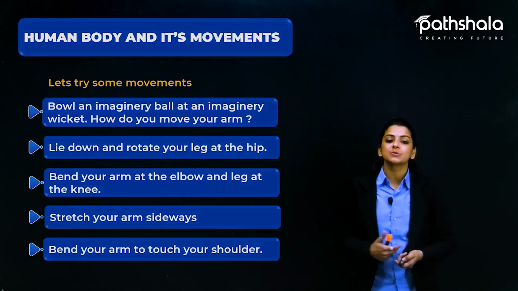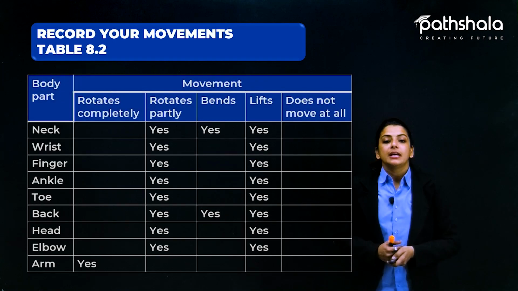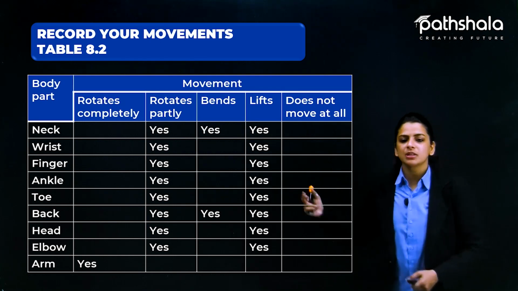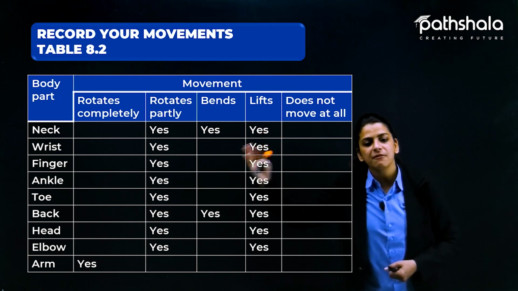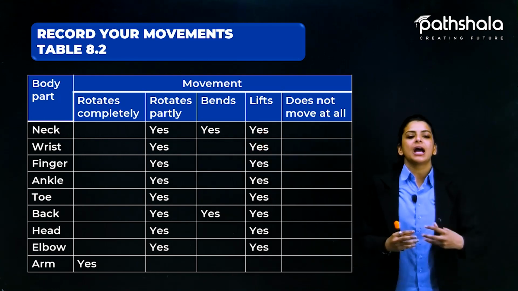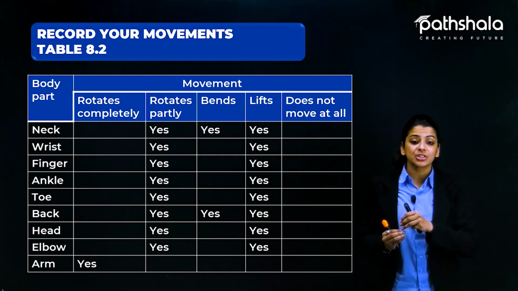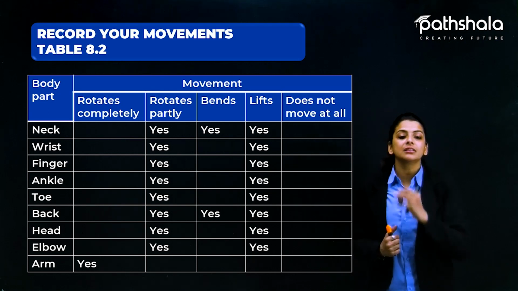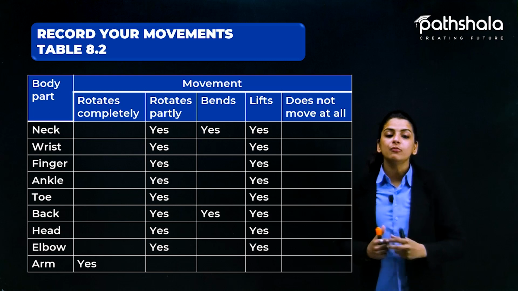According to these movements, we have to note down the observations in a table, and this is the table. We have two columns. The first one is the body part which we are moving, and in the second column we have 5 sub columns, and we have to describe what exactly the movement is. Is it partial, is it complete, or is it not moving at all. So these are the 5 sub columns in the column of movement.